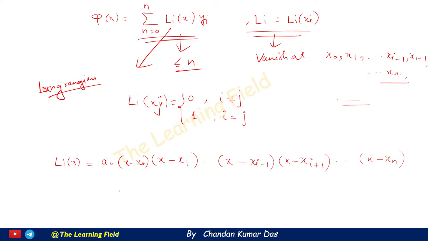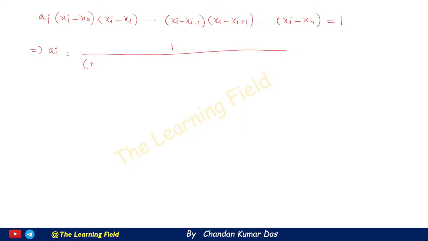The value of ai is determined by using the relation li(xi) equal to 1. Then we can write ai into (xi minus x0)(xi minus x1), and so on, (xi minus x(i-1))(xi minus x(i+1)), and so on, (xi minus xn), this is equal to 1, since li(xi) equal to 1. That means the value of ai is equal to 1 by (xi minus x0)(xi minus x1), and so on, (xi minus x(i-1))(xi minus x(i+1)) and (xi minus xn). So the value of the coefficients is this one.